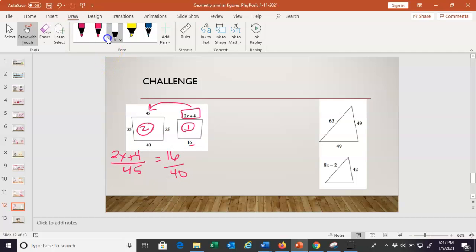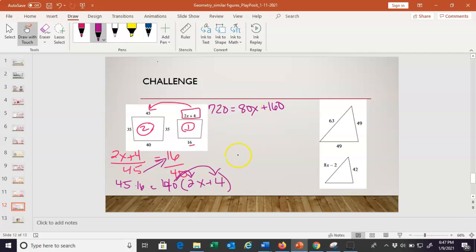Okay, now we're going to solve this the same way, but it's just going to take a little extra step here. 45 times 16, and then 40 times the entire numerator. So you got to put that in parentheses. You have to make sure to multiply 40 times everything. So I'm going to come up here. 45 times 16 is 720. And then whenever you have a number in front of the parentheses, remember we distribute. So 40 times 2 is 80. And 40 times 4 is 160. There we go.